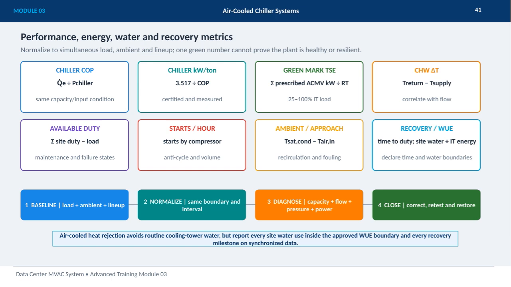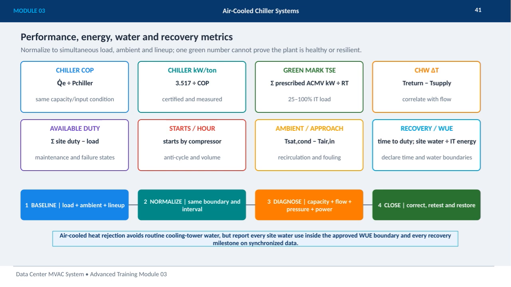We also consider kW per ton, which is derived from the COP, and it should be both certified and measured for accuracy. Other important metrics include the Green Mark total site energy, representing the sum of all prescribed MVAC kilowatt usage divided by the refrigeration tons, typically evaluated within a 25 to 100% IT load range. We monitor chilled water delta T, which is the temperature difference between return and supply water, and this needs to correlate properly with flow rates.